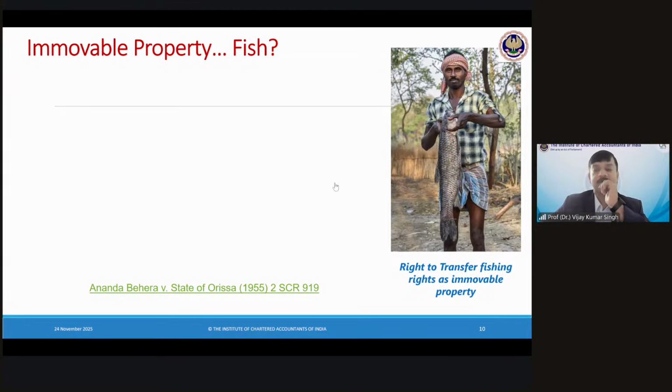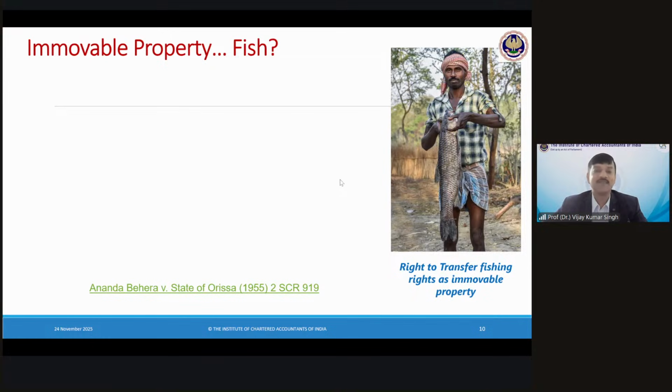Okay. Fish is a movable property. What is the right to fish, what do you think? Whether it is a movable property or an immovable property? Yeah, your responses are quite interesting. It can be transferred easily, so it is a movable property. Yeah, it gets transferred easily also, so it is a movable property, right? Whether it is a movable or an immovable property, most of you have said movable, probably by looking at the nature of the fish to move from one place to another.